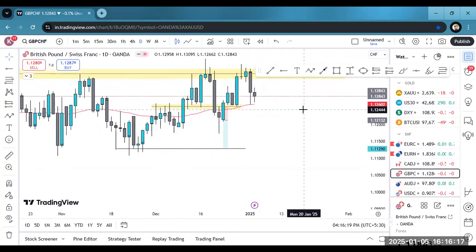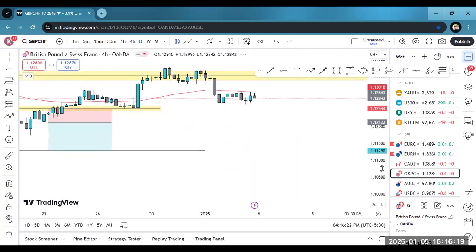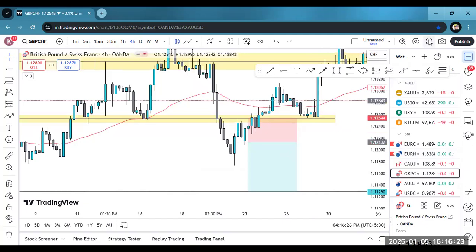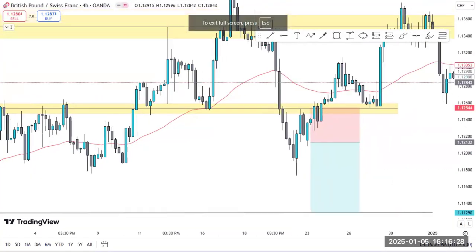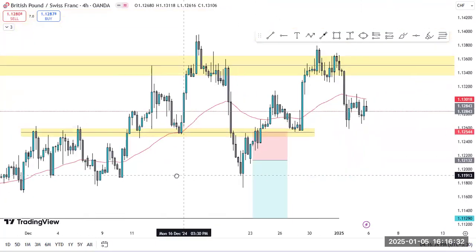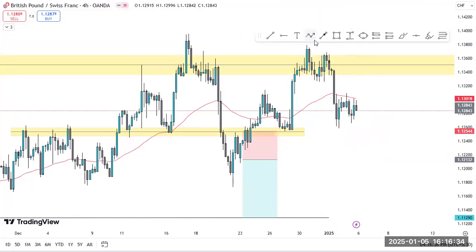Okay. Next is GBP CHF. Okay, let me show you this, how to avoid this. Yeah. So this was the plan last year, around 23rd, 24th December. Okay. So this was our plan. That didn't happen. So that's how we avoid the loss.